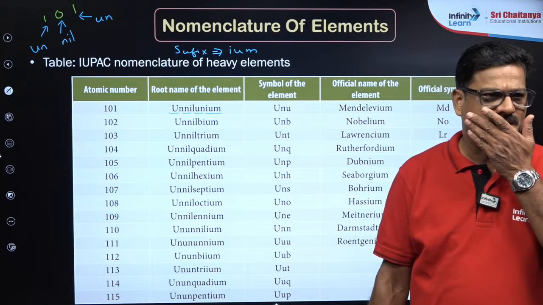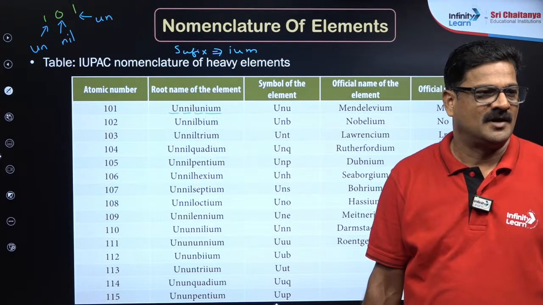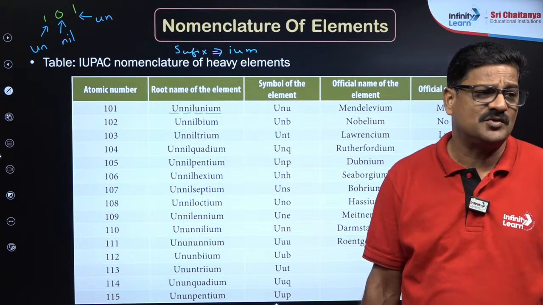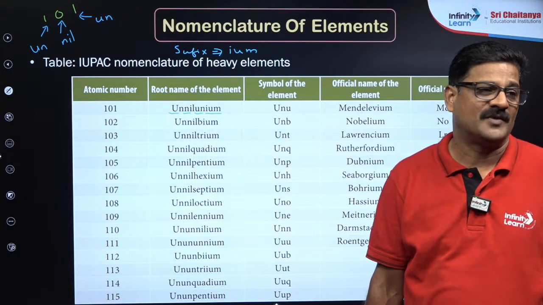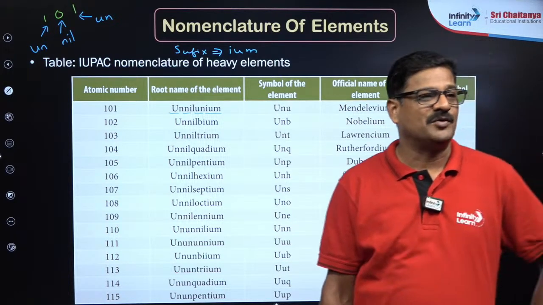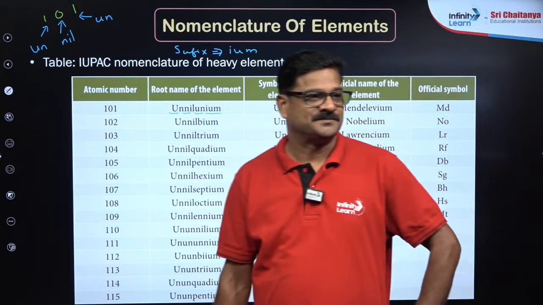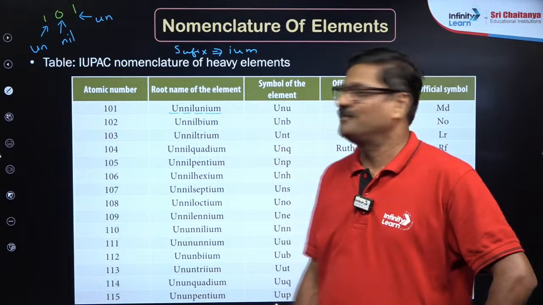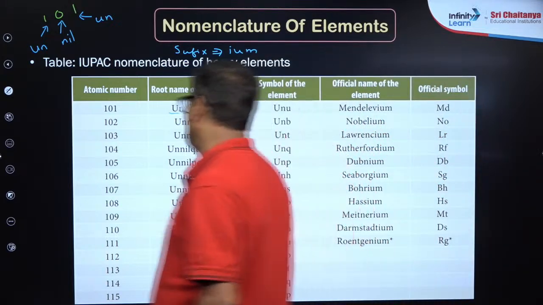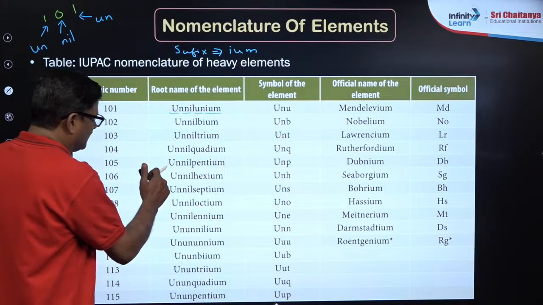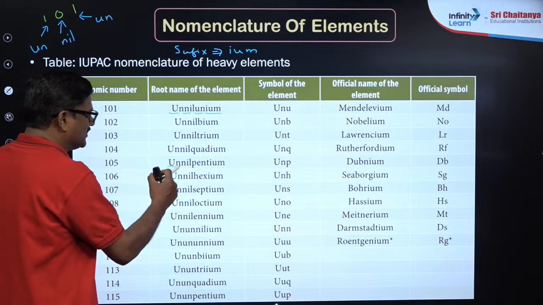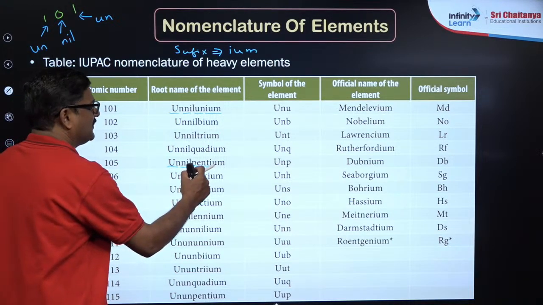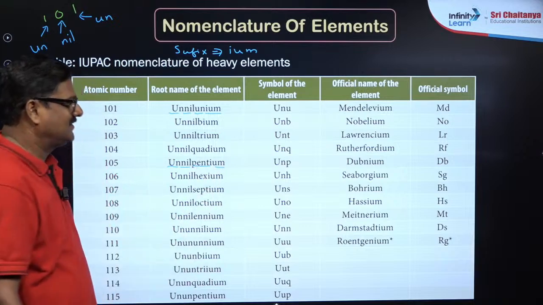Full form of IUPAC, Krish: International Union for Pure and Applied Chemistry. International Union for Pure and Applied Chemistry. Simran, is that clear? Right. Very good. Now, if it is 105, 1 means un, 0 means nil, and 5 means pent, and the suffix is ium, right?